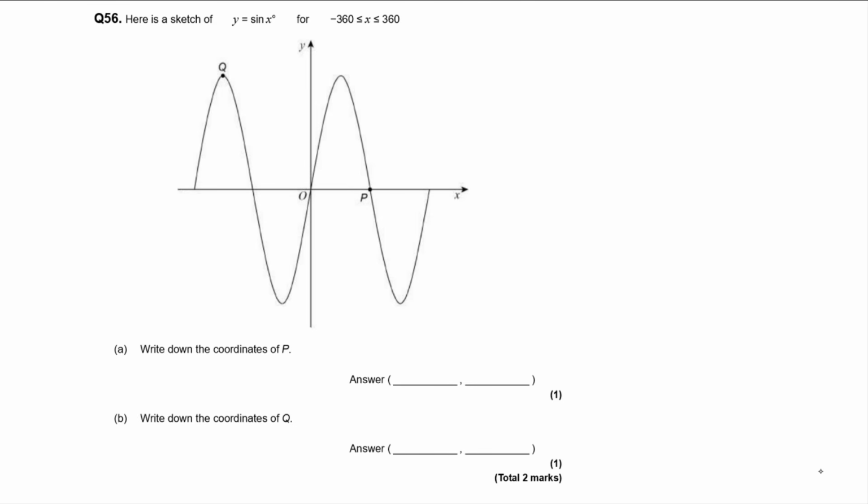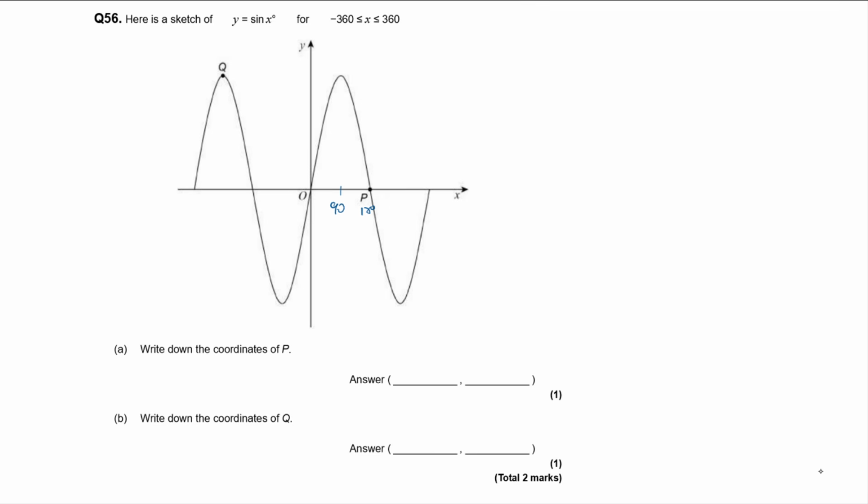Question 56, here is the sketch of y equals sine x from minus 360 to 360. So I've got 2 periods of the sine curve basically here, haven't I? Write down the coordinates of P. Remember that sine goes from 0 to 1 between the values of 0 and 90. So at the high point up there, it's going to be at 90. By the time it comes back down again, that's going to be 180, isn't it?